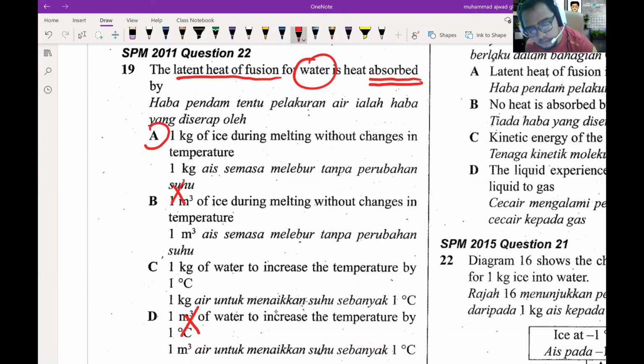Okay, kalau C ni, apa masalah dengan C? Sebab that's for specific heat capacity. Yeah, sebab sini increase temperature, specific capacity.